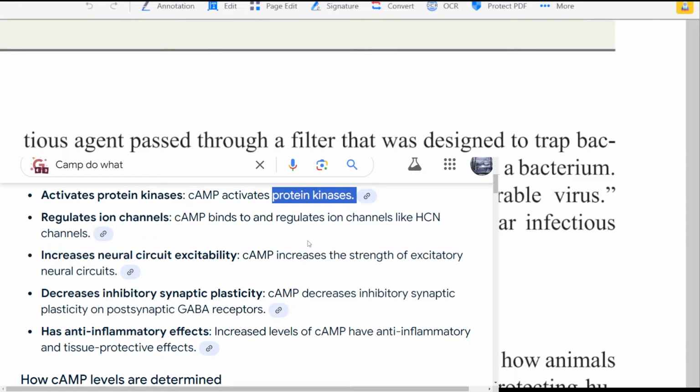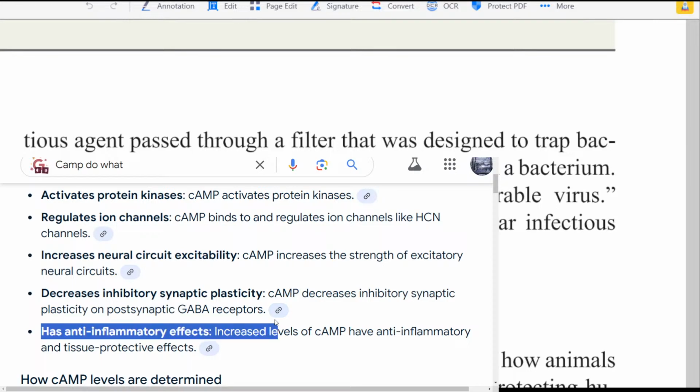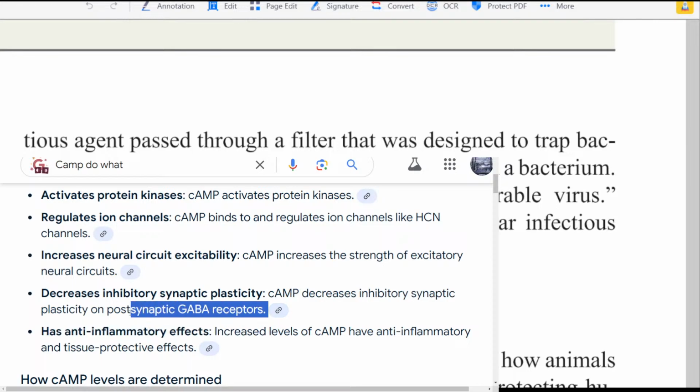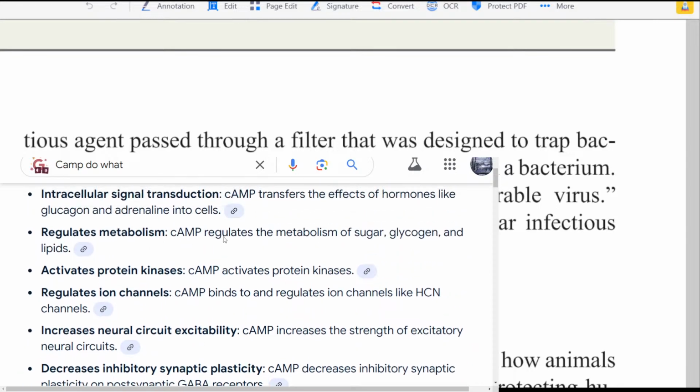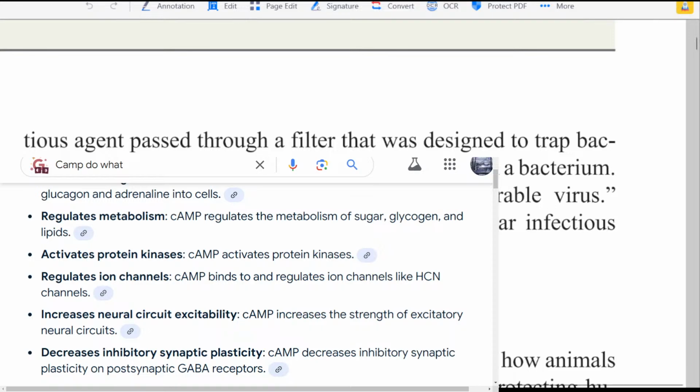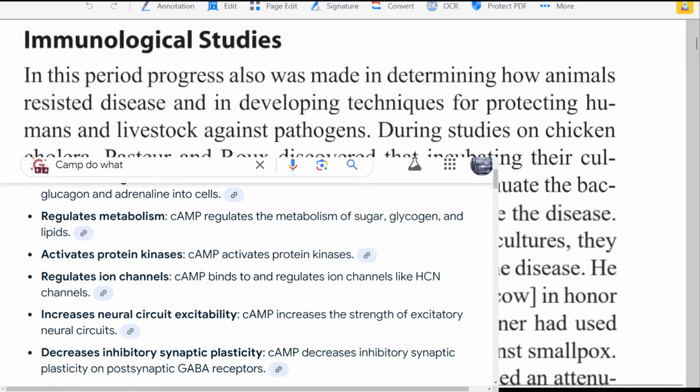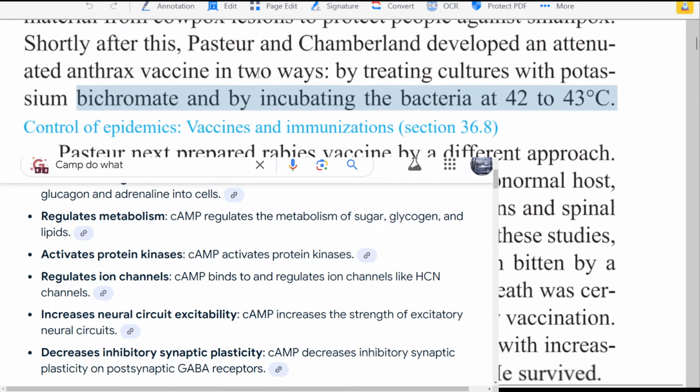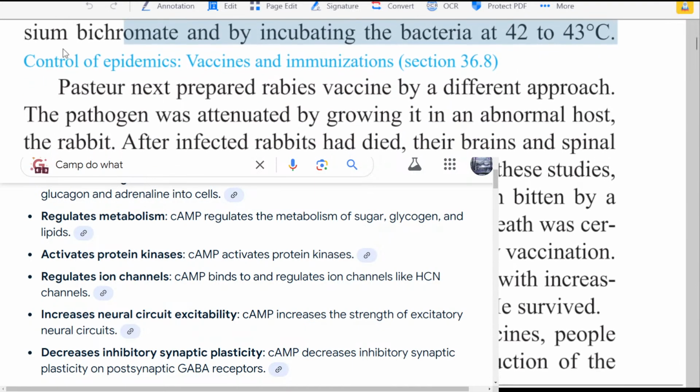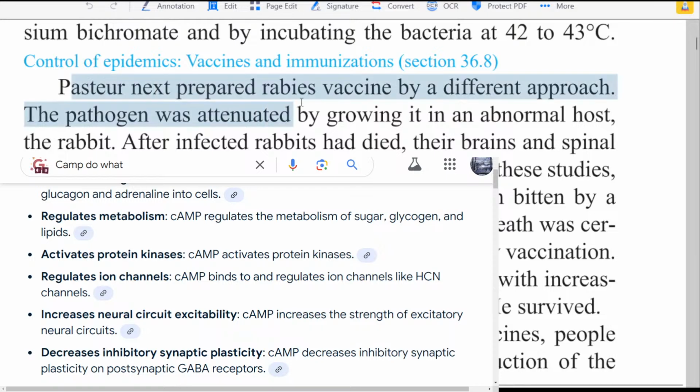Kinases put a phosphate on the material, in this case a protein, and the inhibitory synaptic plasticity of the postsynaptic GABA receptor. What the heck is this? We are not diving deep into this. Its time will come. Anyway, we just know that potassium bichromate makes the bacteria susceptible to killing. And they are saying that in this 36th chapter we will be studying vaccines and immunization. So I think the history should be studied at the end of the book, since we don't know the terminologies and we are already discussing it.